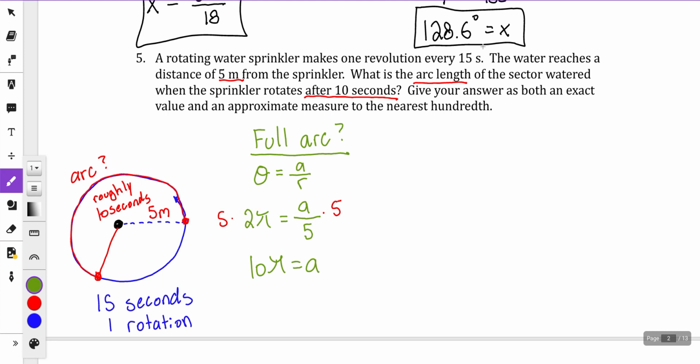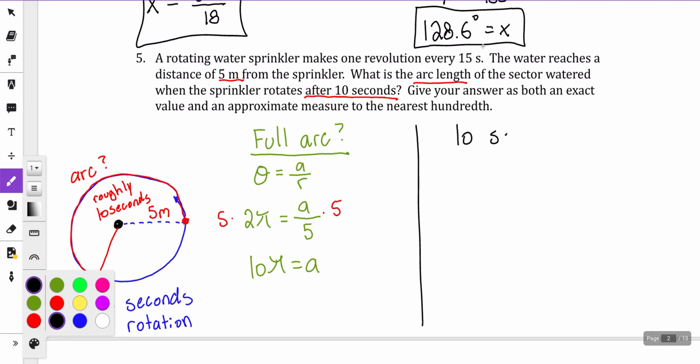I don't do a full rotation. I only do 10 seconds. I do 2/3 of a rotation, which is 10 over 15, right? I do 10 out of 15 as a rotation. If I multiply that by my full arc length, that will tell me my 10-second arc length.